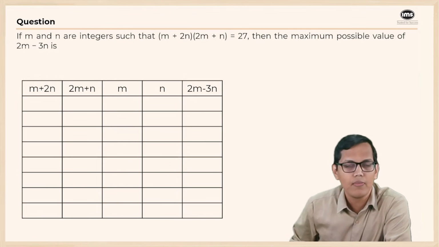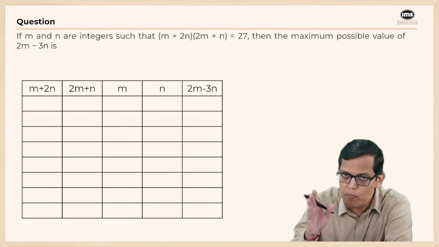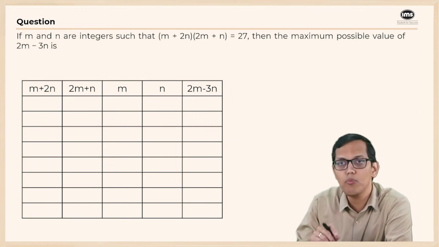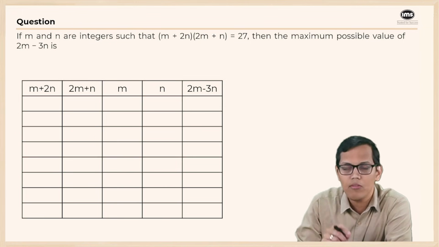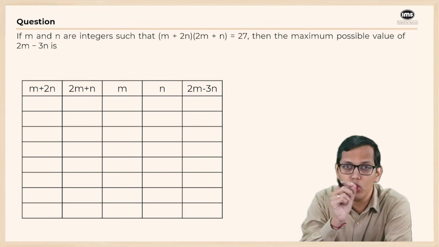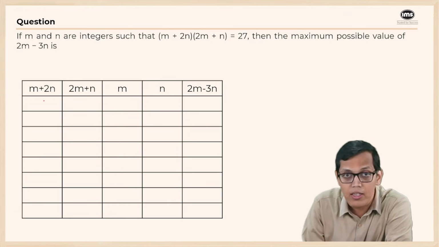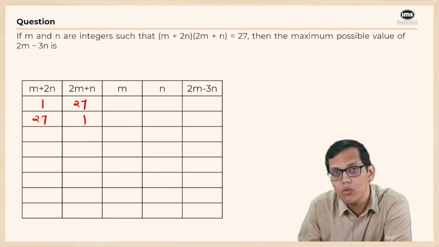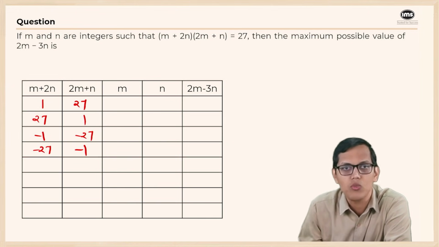If m and n are integers such that product of m plus 2n and 2m plus n is 27, then the maximum possible value of 2m minus 3n is? The first step here should be, we have to split 27 into two parts. Each of them should be an integer value. So 27 can be split into 1 into 27 or 27 into 1. Why should we stick to only positive numbers? It can be an outcome of minus 1 and minus 27 or minus 27 and minus 1 as well.